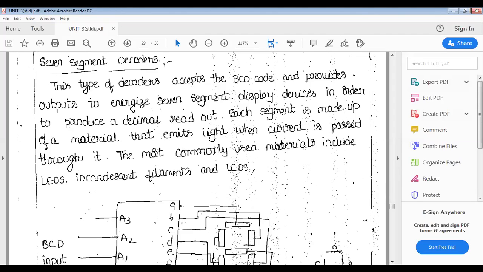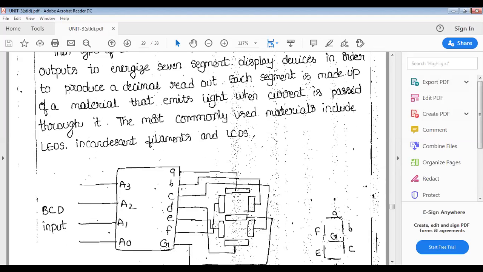Each segment is made up of a material that emits light when current passes through it. Let us see here. There is one display, totally represented as 8. The segments are A, B, C, D, E, F, and G, each a light that turns on and off. It emits light when the current passes through it. The most commonly used materials include LEDs. How many LEDs are there here? 1, 2, 3, 4, 5, 6, and 7 in total: A, B, C, D, E, F, and G.